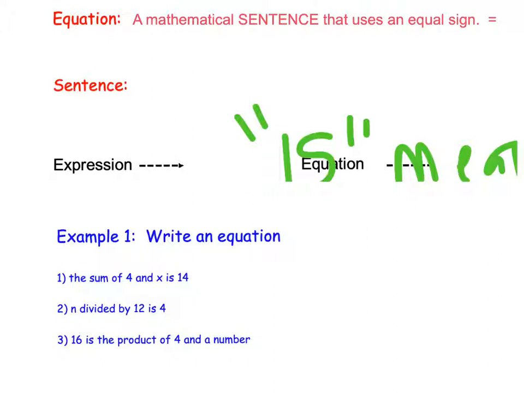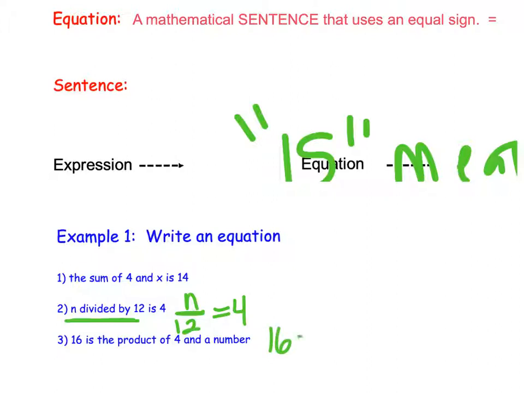N divided by 12 is 4. There's lots of ways you can attack this. I've just come up with my ways over the years. So I'll start with this part of the sentence first. It's a number n divided by 12, and again the order in which they list them is usually the way it's written top to bottom. So a number divided by 12 is 4, and then finally 16 is, and so you can translate that.